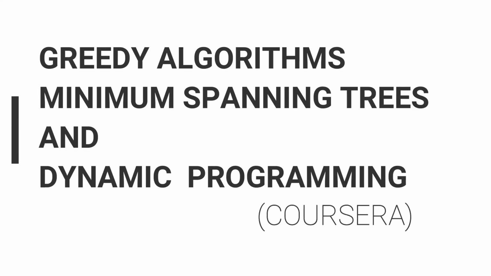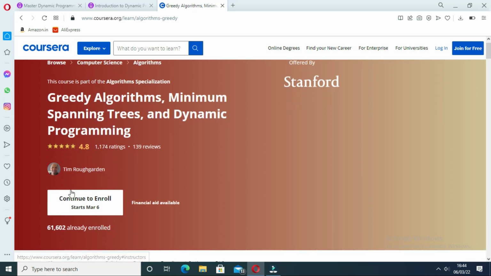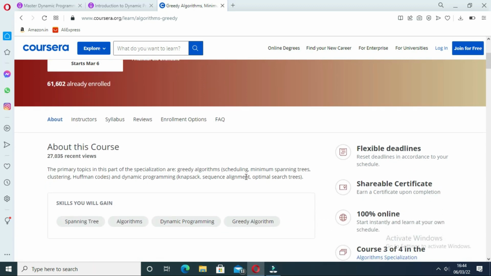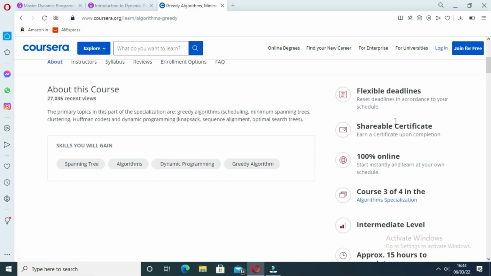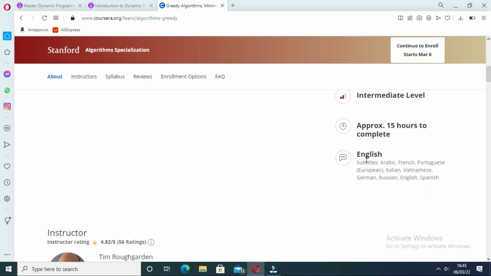The third course is Greedy Algorithms, Minimum Spanning Trees, and Dynamic Programming by Coursera. In this course, you will not only learn dynamic programming, but also greedy algorithms, other useful techniques for solving coding problems, and some popular algorithms like minimum spanning trees. The course also covers common dynamic programming problems and techniques like knapsack, sequence alignment, optimal search trees.